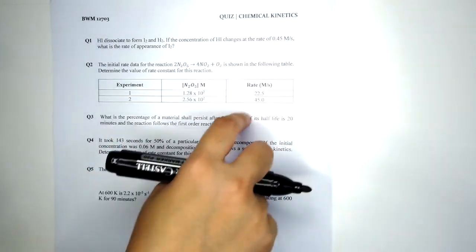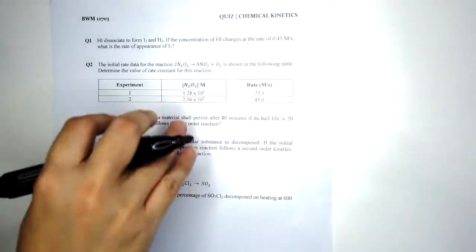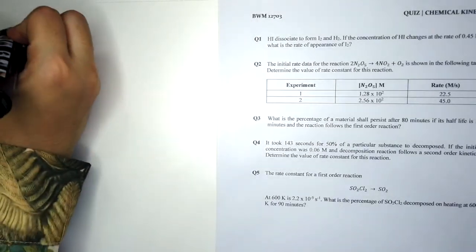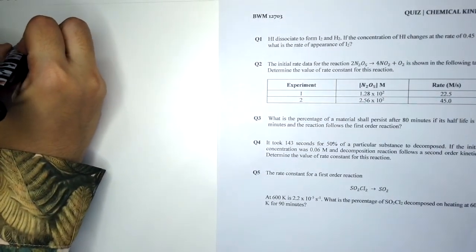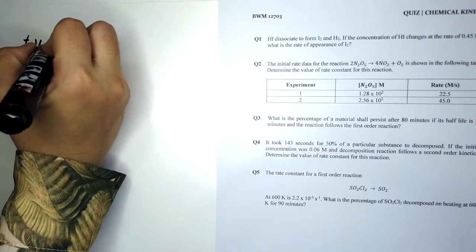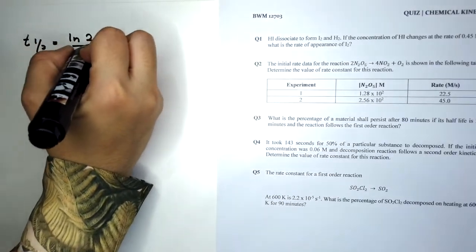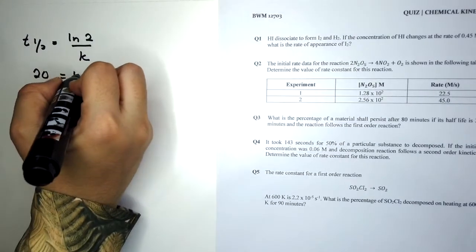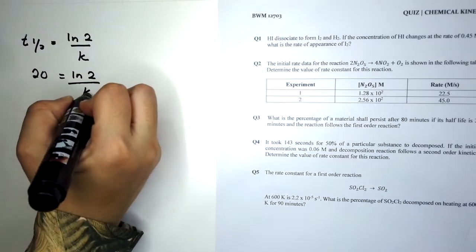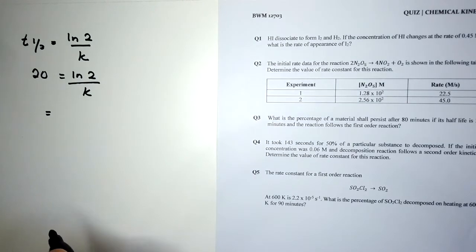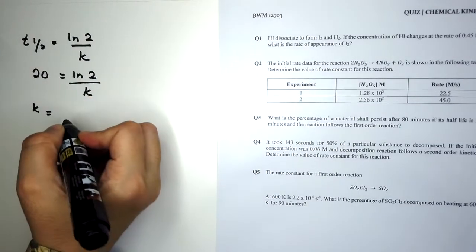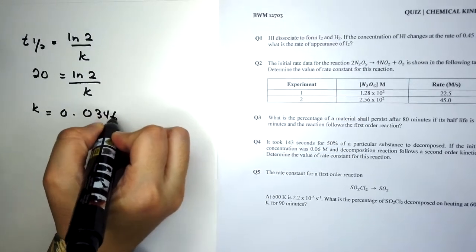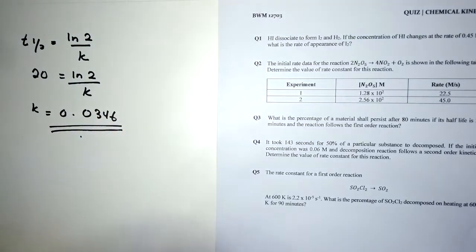So the first value given to you is the half-life of this reaction. So the half-life of this reaction is 20 minutes. So for the first order reaction, the half-life is equivalent to ln 2 over K, where the half-life is equivalent to 20. From here you can calculate the value of K is equivalent to 0.0346. So this is your value of K.